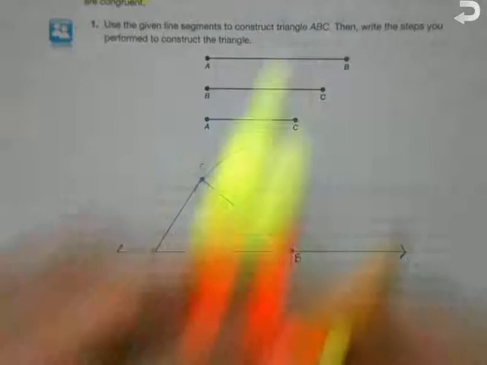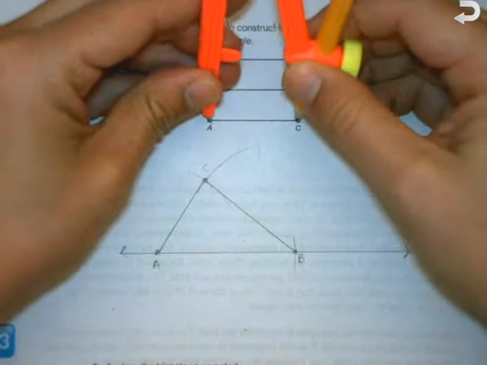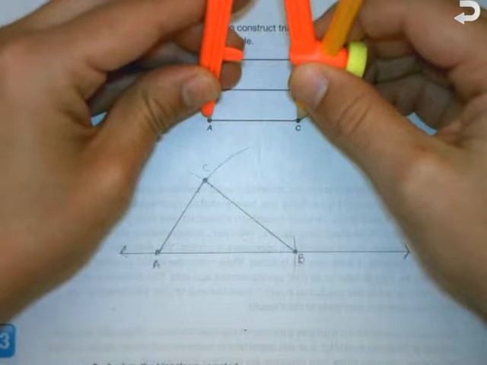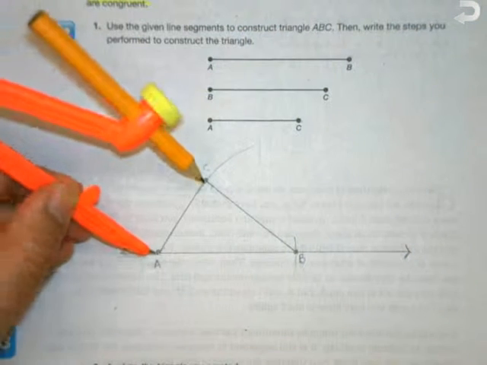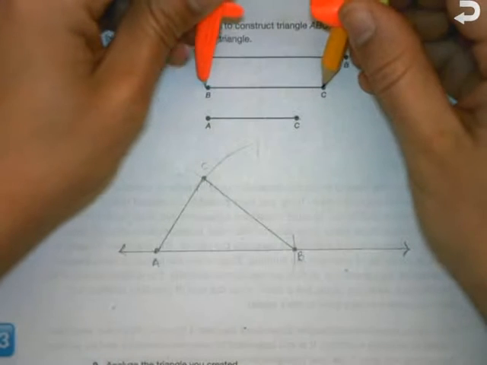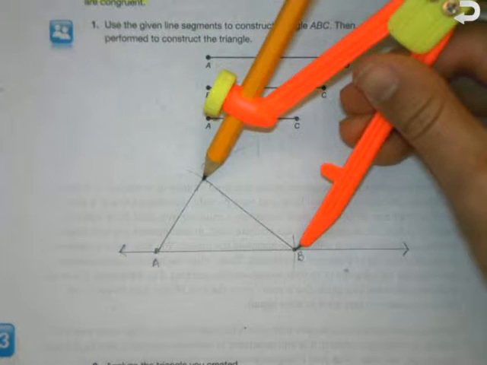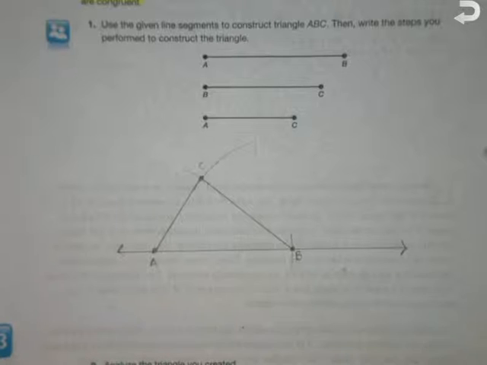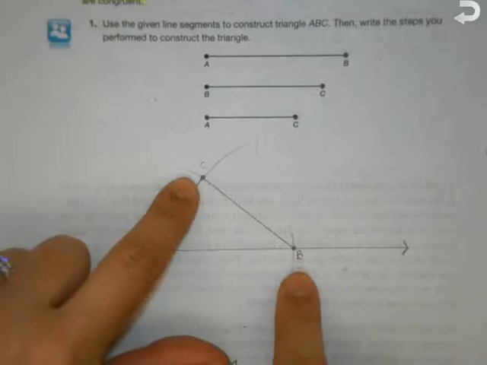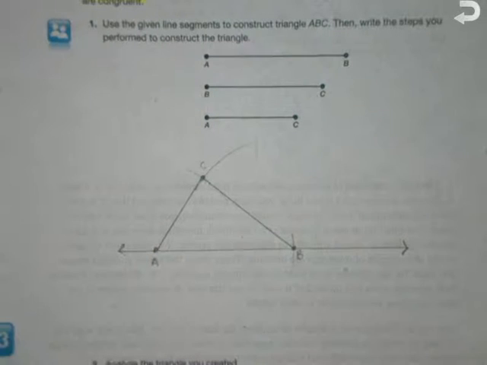We can check it too. If we open up our compass to AC and then open it up to AC here, it's the right length. And if we open our compass to BC and then we check it on BC, it's also the right length. So we can't just draw a line going through A and putting the point C, because that doesn't guarantee that BC will be the right length. But since we used the two arcs and we took the intersection point, where they intersect, both of them will be the right length.